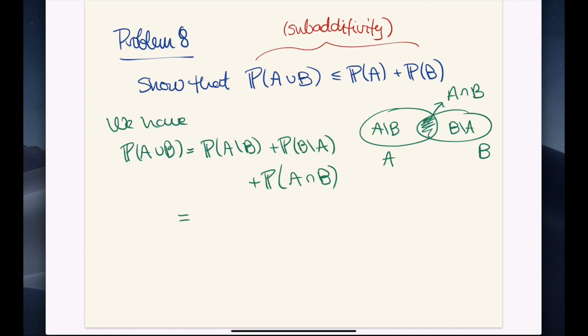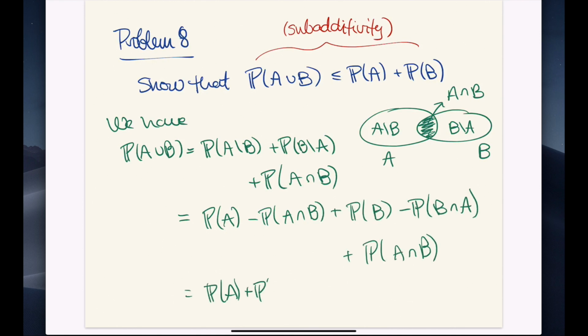The probability of A minus B is equal to the probability of A minus the probability of the intersection. And similarly for the other set. And since this probability is negative, the right-hand side is indeed greater than or equal to the left-hand side.